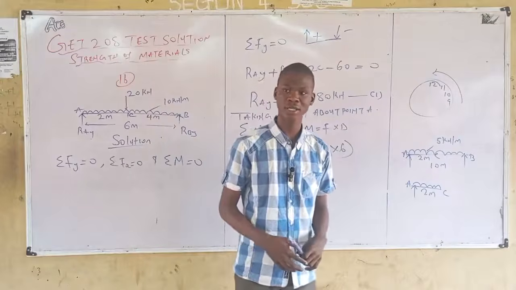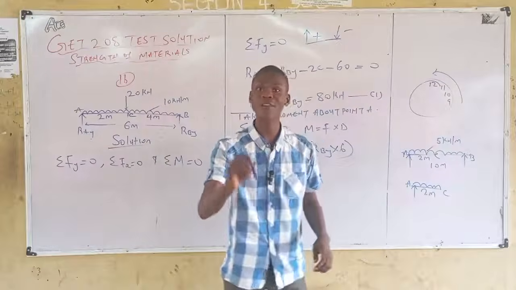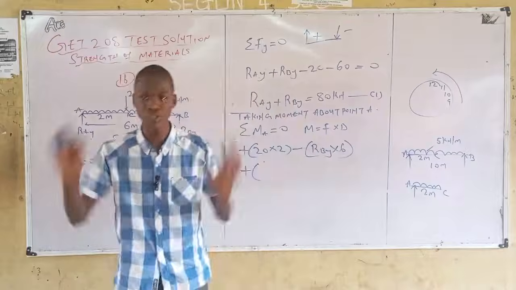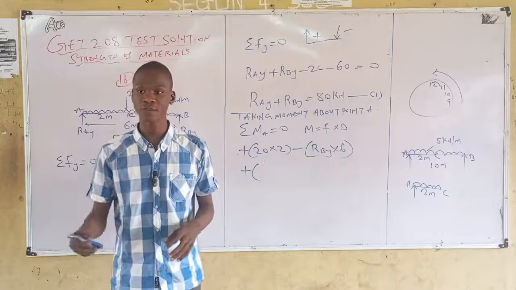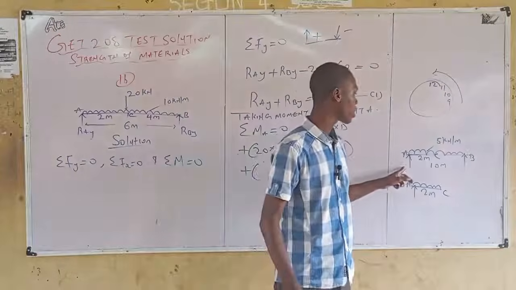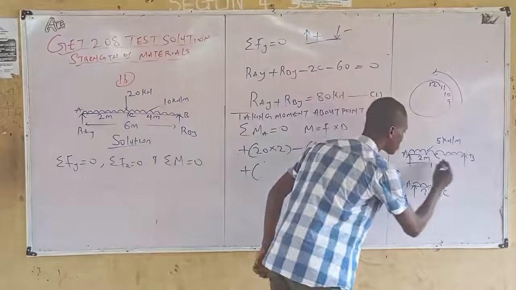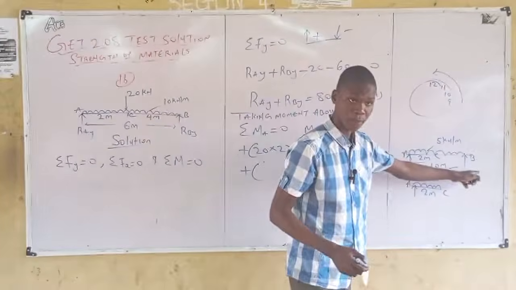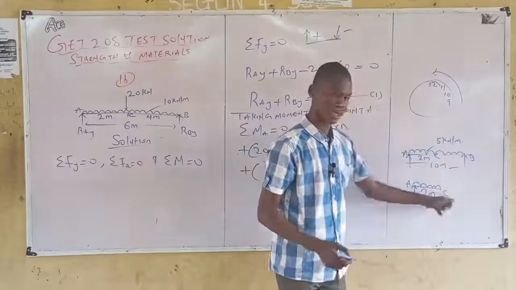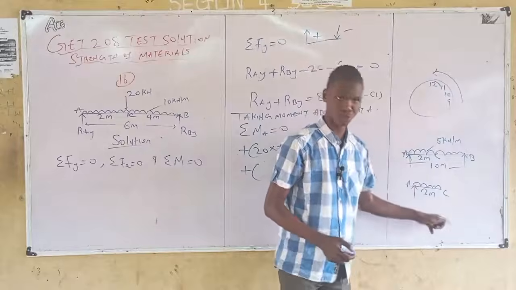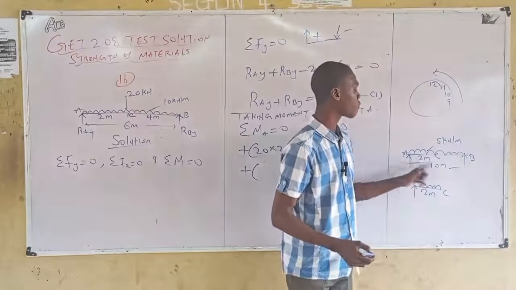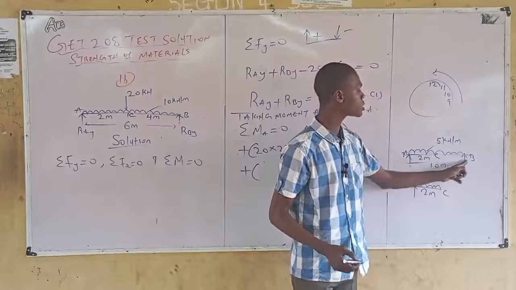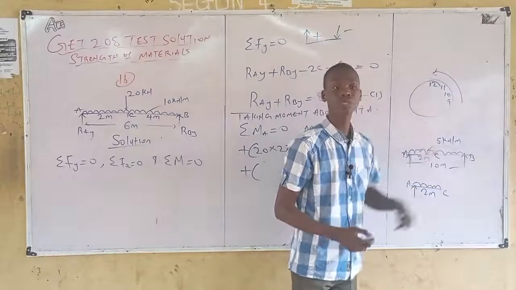Okay, this is it. If you don't know this thing, in some questions you might find it difficult. From here now, what does this term signify? The distance from A to B. Now say we have A to C, which has a distance of 2 meters, and you already know that from A to B, the intensity of this UDL is 5 kilonewton per meter.